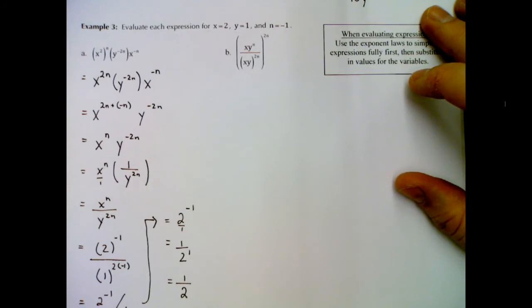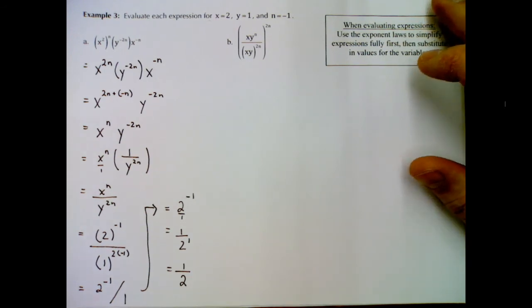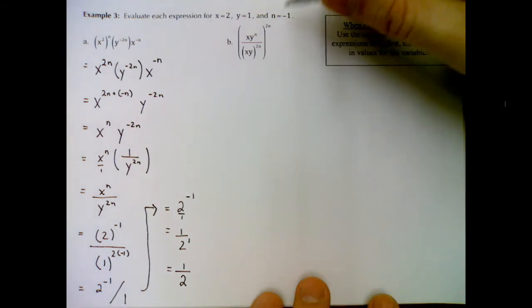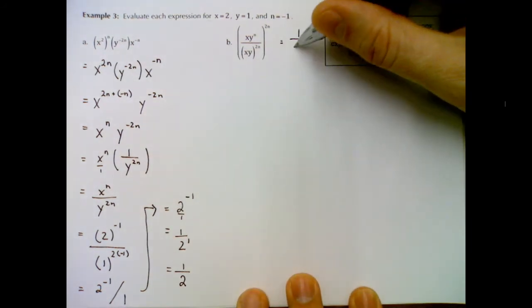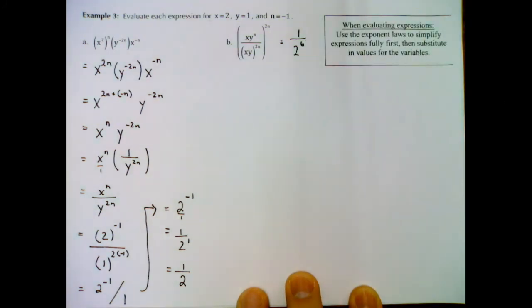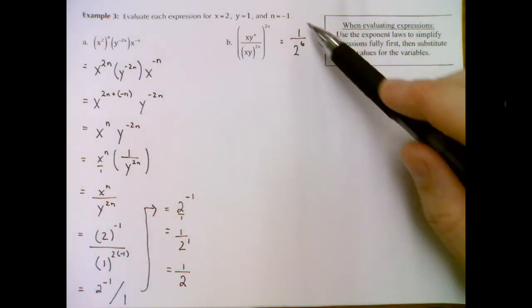And there's one more example here, example B. I am going to get you to try B on your own. What I will tell you is the answer is 1, where should I write it? I'll write it right here and spoil it for you. 1 over 2 to the exponent 6. So you can try to come up with that answer on your own. Try to simplify the exponents first, then substitute and see if you can come up with that as your answer.